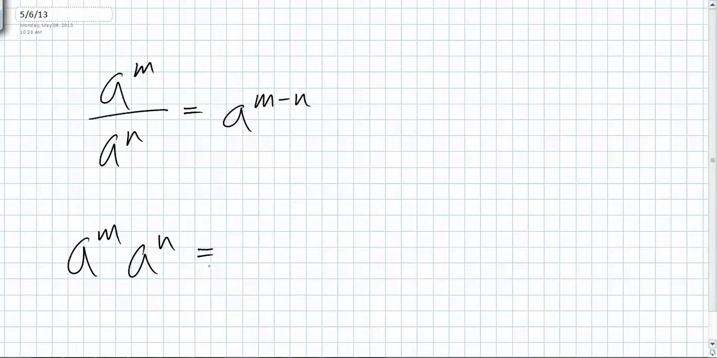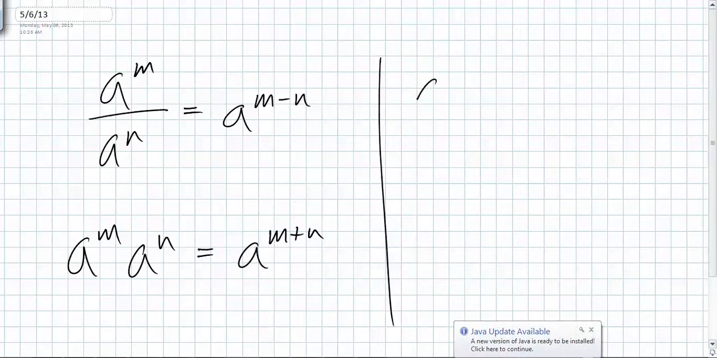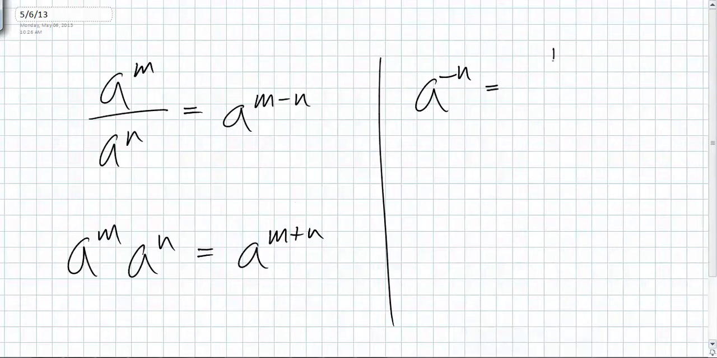What do you do there, Jacob? Yeah, a to the m plus n. Right, exactly. What about this? What's a to the negative n equal to? 1 over a to the n. What does a to the 0 equal? 1. There's only a few things you can do here.